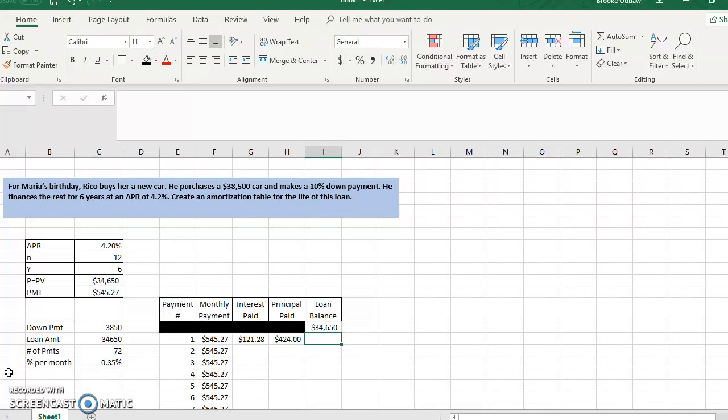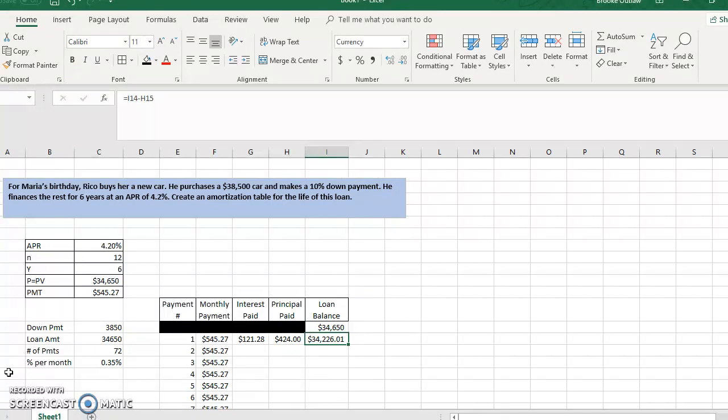The amount paid towards the principal is what makes your loan balance get smaller. So $121 was the interest. Our new loan balance is going to be our old loan balance minus what you paid towards the principal, and that's it. You're not subtracting your monthly payment. You're only subtracting the amount you actually paid towards your principal. So we take our loan balance minus our principal and get our new loan balance. After the first month, this is the new amount of money that Rico still owes on the loan.